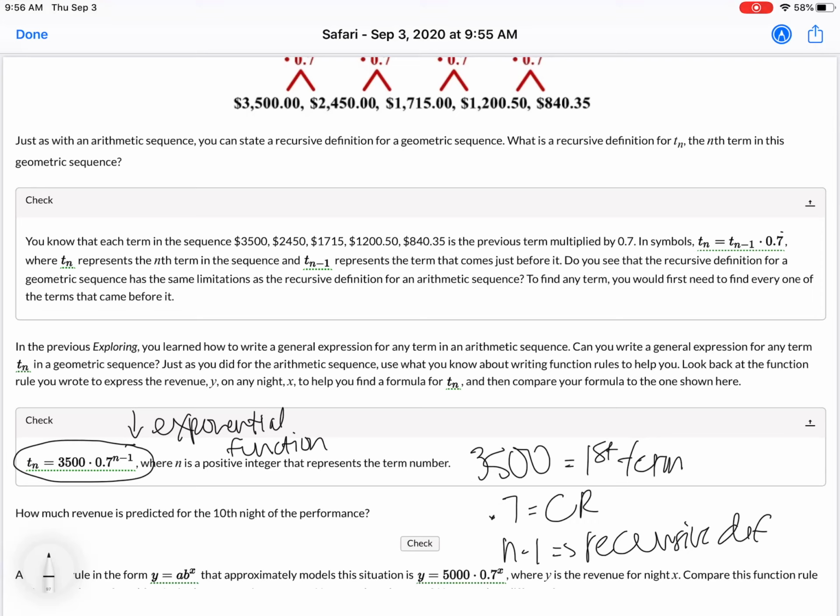Okay, so you need to make sure you have both this equation, which is our recursive formula, and you need to have this exponential function. Okay, they work the same way. Both ones are totally fine to use.